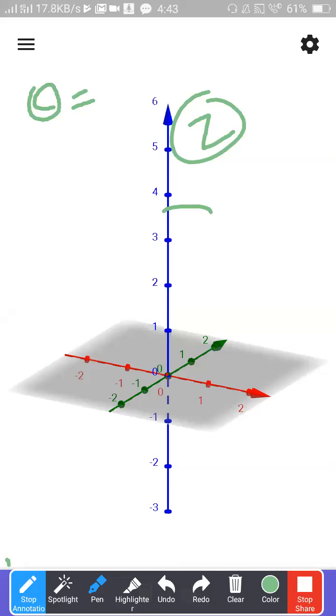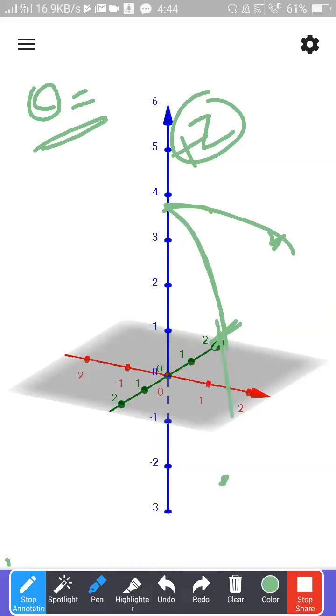Please remember that theta is always an angle measured from the positive z-axis. Please note this down in your notes. Now, if I take some point here, you can measure the angle. If I take some point here, what will be the angle? 90 degree. If I take the point here, you can still measure it. Even if I take the point here, you can measure 180 degree.